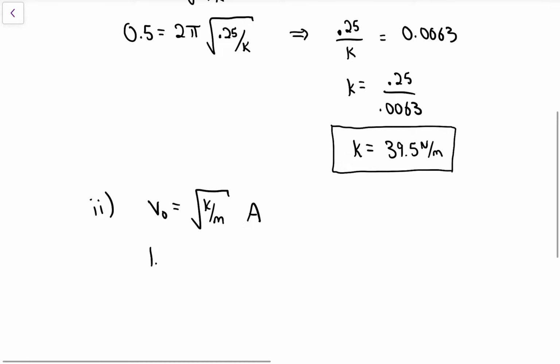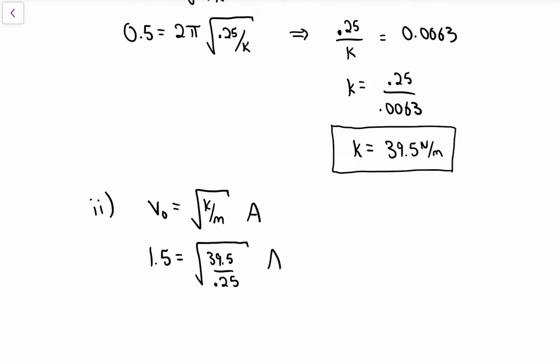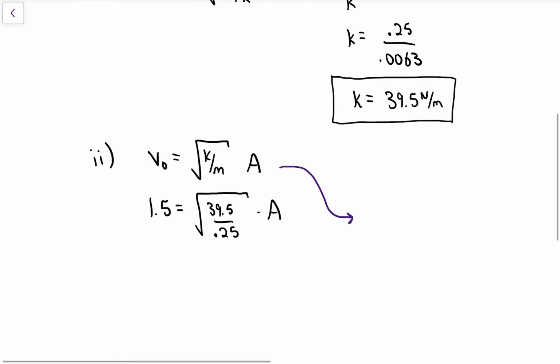The maximum speed I made up was 1.5. The k that we just got the math on is 39.5 with some rounding. The mass was 0.25, and then we're multiplied by a on the end, so we can do some algebra to solve for a. So crank that way out. If you've started that way or did it that way, crank it out, see what you get.